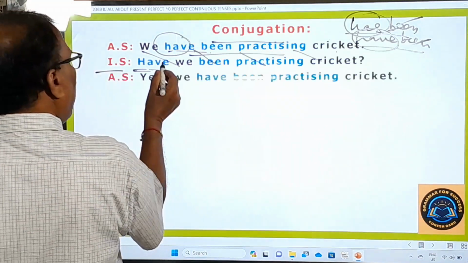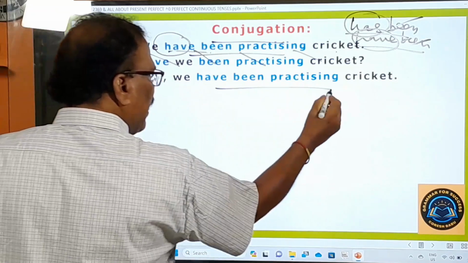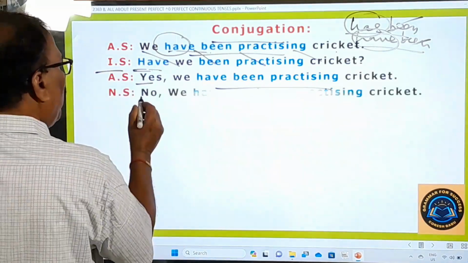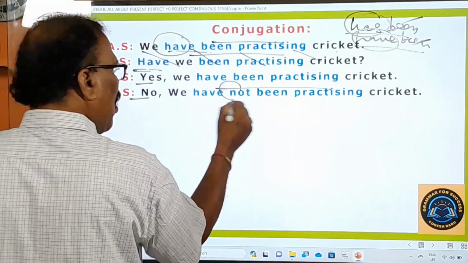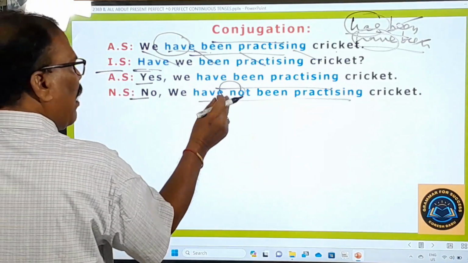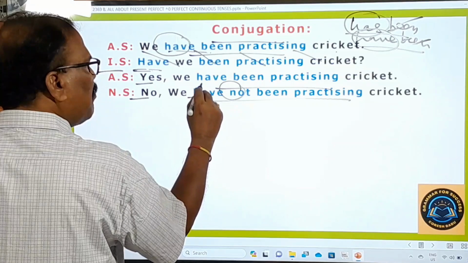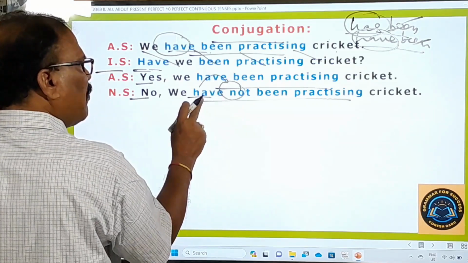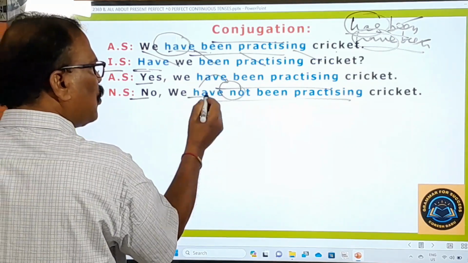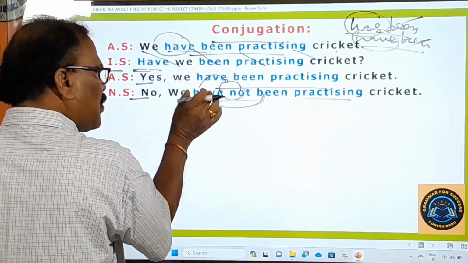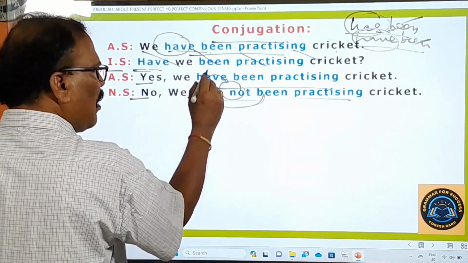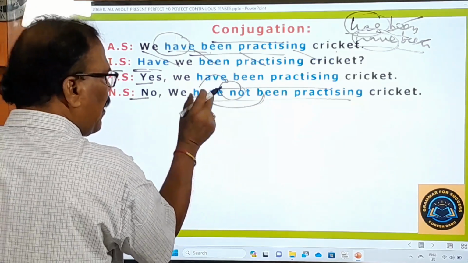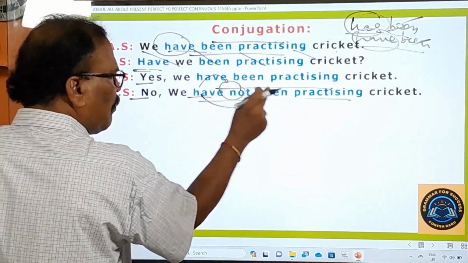And then if you say yes to this question, they say yes, we have been practicing cricket, right? If you want to say no to that question, then say no, we have not been practicing. Not is always used immediately beside the helping verb. What is the real helping verb? Have. Though there are two parts in this helping verb, the first one is only the real helping verb, and therefore you have to use not immediately beside the first helping verb. Have not been practicing cricket.